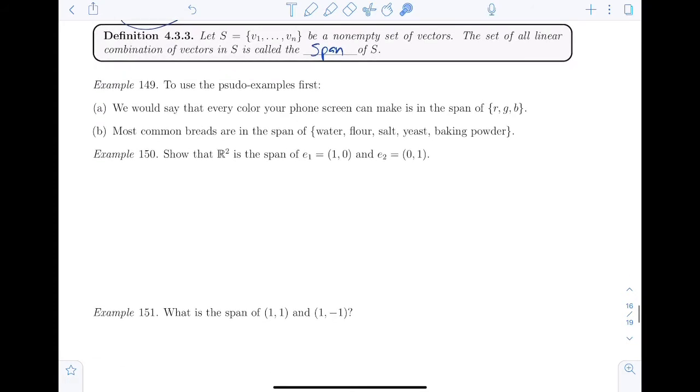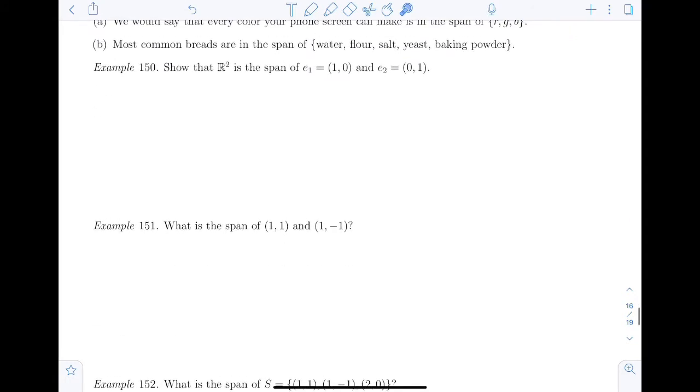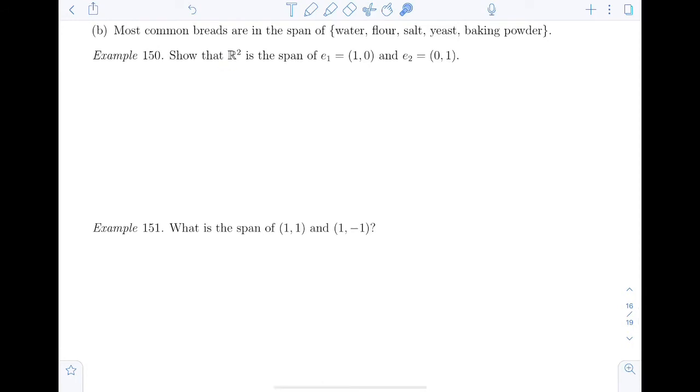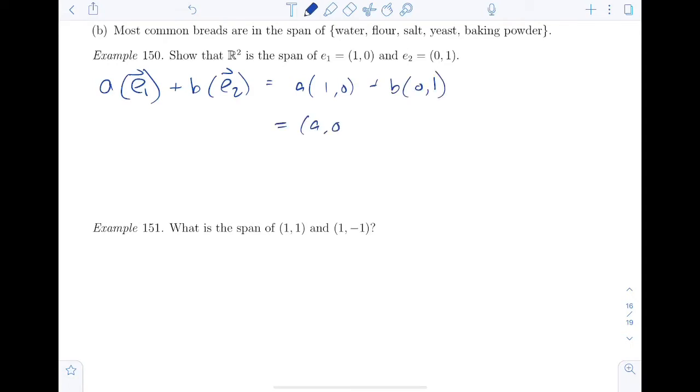Okay, so here we go. Let's do some mathier ones here. Show that R2 is the span of e1 and e2. Okay, so what are we going to do? What are all the linear combinations? Let's say a times e1 plus b times e2. Let's put little vectors here. That makes a times (1, 0) plus b times (0, 1), which is (a, 0) plus (0, b), which is (a, b).